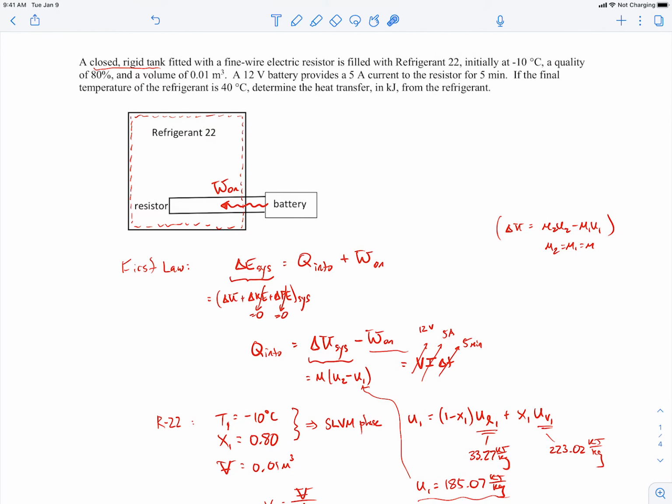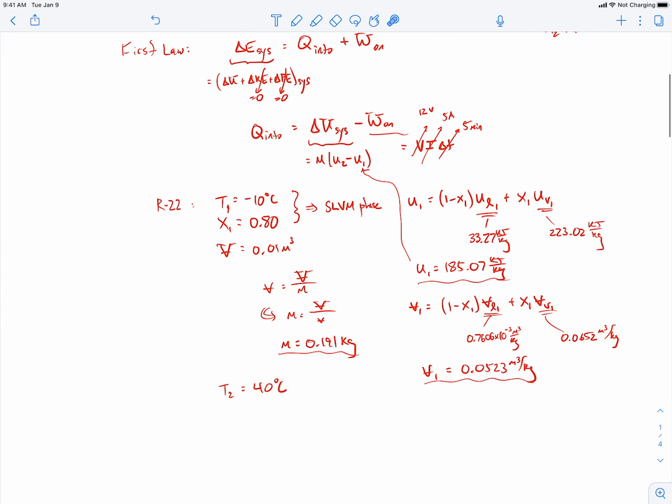So closed means the mass is the same. The rigid means the volume remains the same. So the volume at state 2 is still this volume. Since it's closed, we know it's the same mass. So the specific volume should remain the same, right? If the volume and the mass are the same, then the specific volume has to be the same. So the specific volume at 2 will be the same as the specific volume at 1 because it's a closed rigid tank. That means our specific volume at 2 is 0.0523 cubic meters per kilogram.